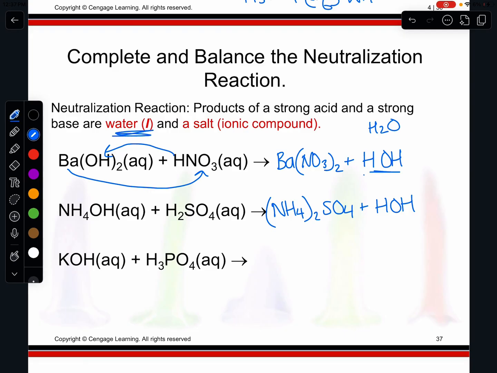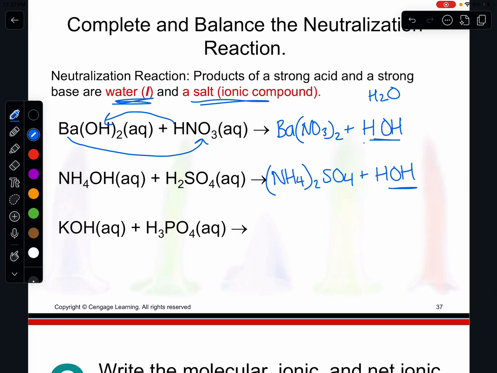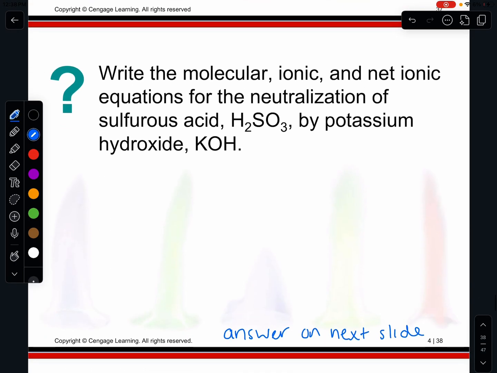So again, remember, water, which we're seeing here, and some sort of salt or ionic compound. And an ionic compound is a cation and an anion, or a metal and a non-metal. Just those two definitions both work. And this last one is K3PO4 plus H2O, or HOH. Just wanted to show you both options. Either one of those is fine.